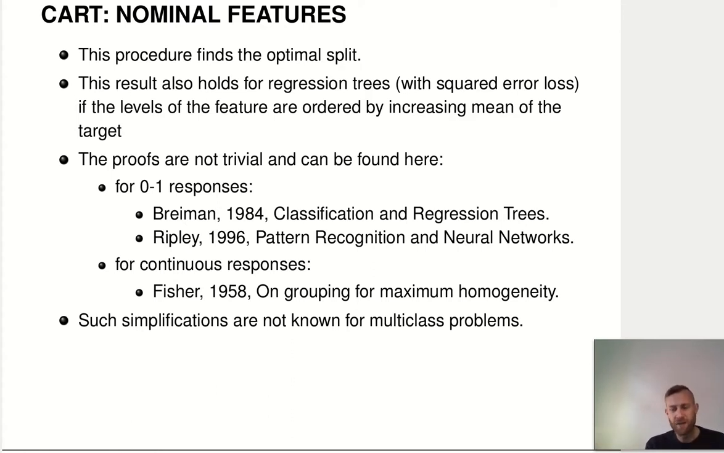It has to be said though, that these simplifications, these shortcuts for nominal features, are not generally applicable. Yeah. So they work for binary classification. They work for squared error loss. We don't know whether it works, it hasn't been proved that it works for other loss functions as well. And it also hasn't been shown to work for multi-class problems. Yeah, so it's not clear that this can be extended there.